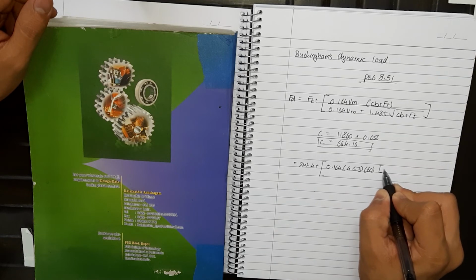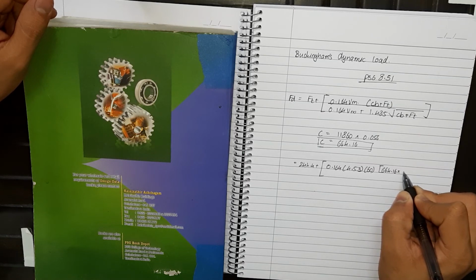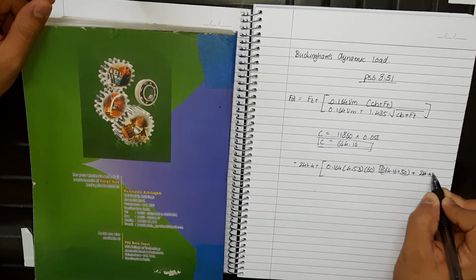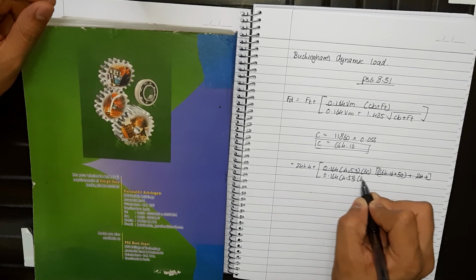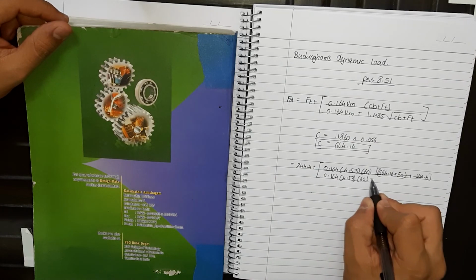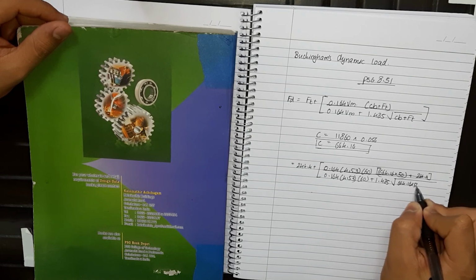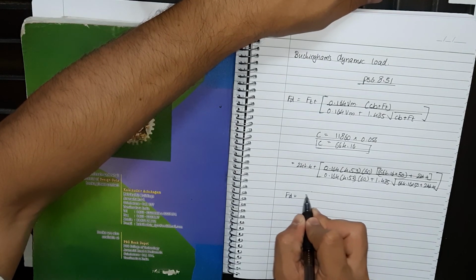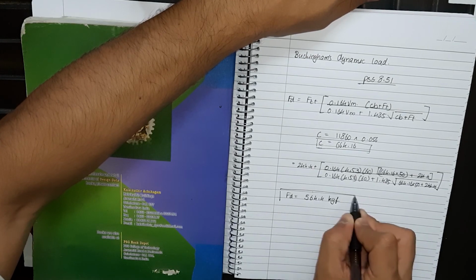Now the value of C is 664.16 into the value of B, that is the face width. Face width value is 50 mm, and we add this to 244.4. In the denominator we have 0.164 times 4.53 into 60. This is meter per minute, and the value of Vm that we calculated, that is 4.53, is in meter per second, plus 1.485 times square root of 664.16 into 50 plus 244.4. The value of Ft comes out to be 564.4 kg of force.